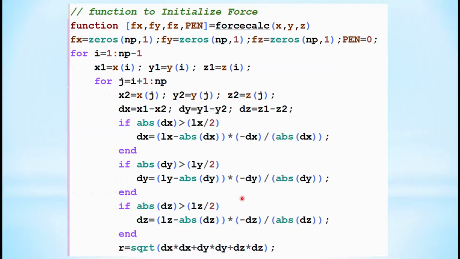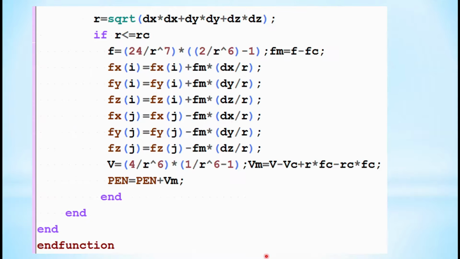Similarly, along the z-axis. Once we know dx, dy, dz, we can easily calculate r, the distance between particle i and j. So it is square root of dx square plus dy square plus dz square. Then we have to check whether this distance is less than the cutoff distance RC, because if the distance is greater than the cutoff distance, then force will be 0. We'll only calculate force if R is less than RC. So if R is less than RC, then the expression for force is given by this.